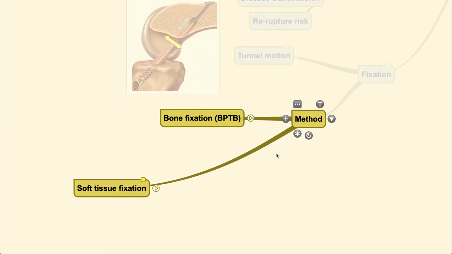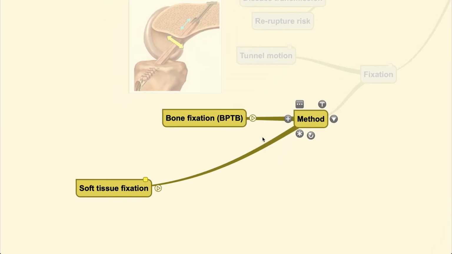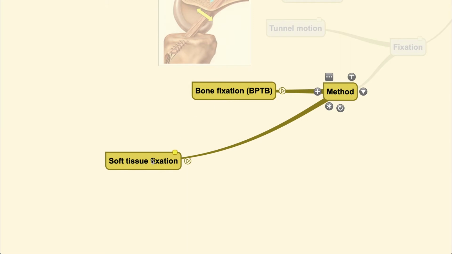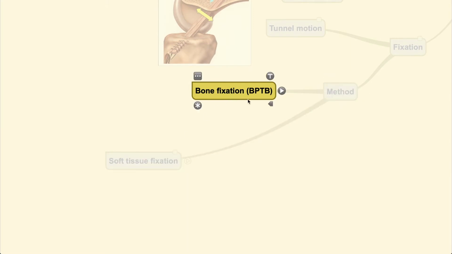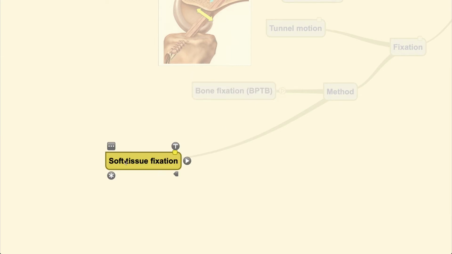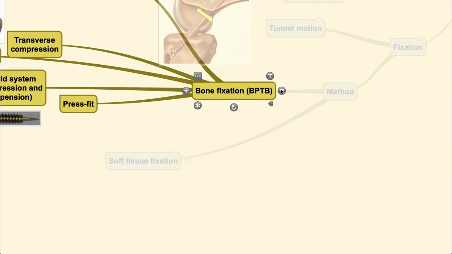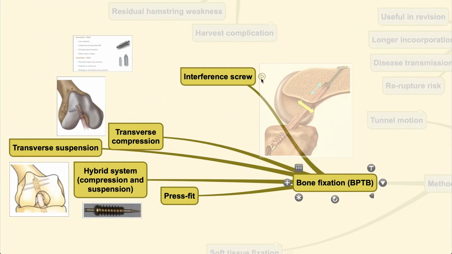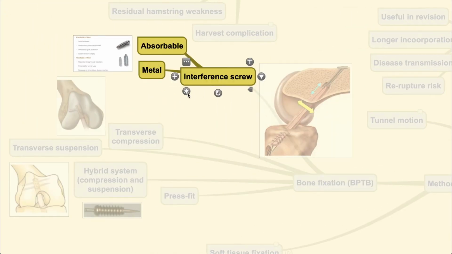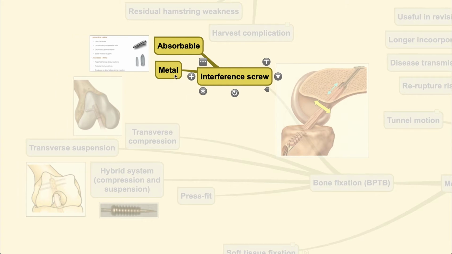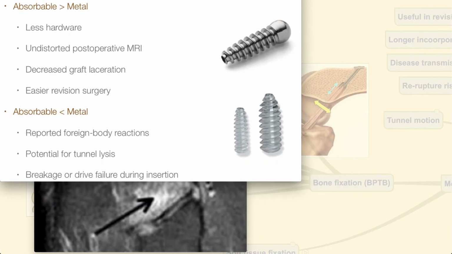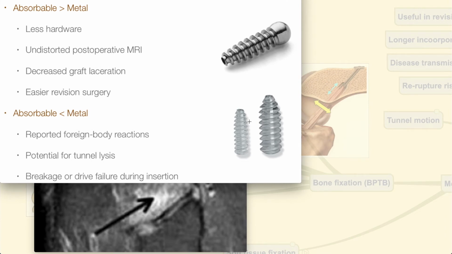Now, for the method of fixation, these grafts are divided into two: whether or not you're using a bone inside the graft, which is using the BPTB, or you are fixating a soft tissue such as the quadruple hamstring or the quadriceps or the peroneal tendons. Now, when you are fixing bone, there are definitely several things you could do. First, you could use a screw, whether it is absorbable or metal. These are absorbable screws, this one, and these are non-absorbable screws.